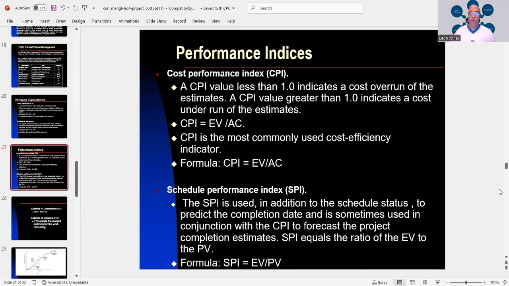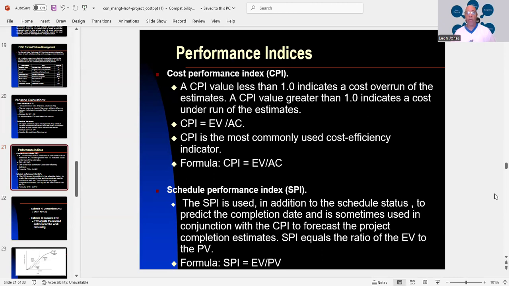And you have your CPI, that's your cost performance index. Now, a CPI value less than 1.0 indicates a cost overrun of the estimates. A CPI value greater than 1.0 indicates a cost underrun of the estimates. To get your cost performance index, you're dividing earned value by actual cost. CPI is the most commonly used cost efficiency indicator. Again, CPI equals EV divided by AC.